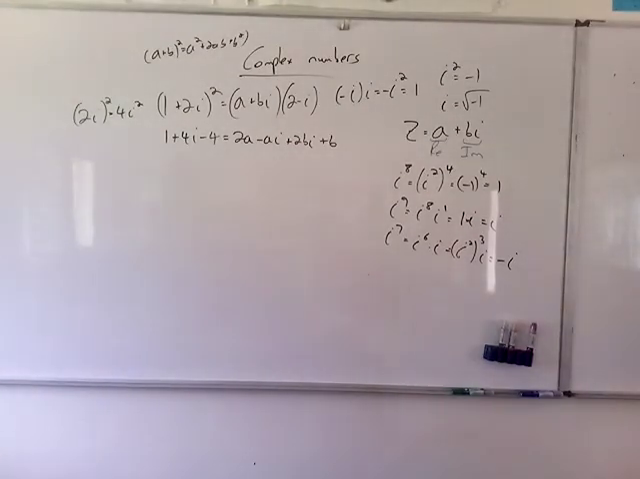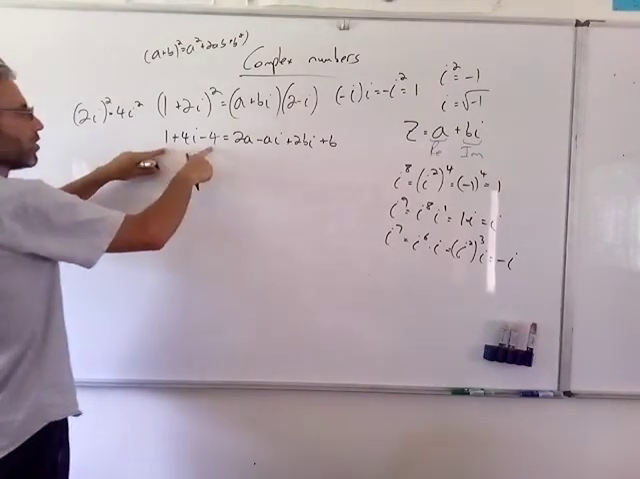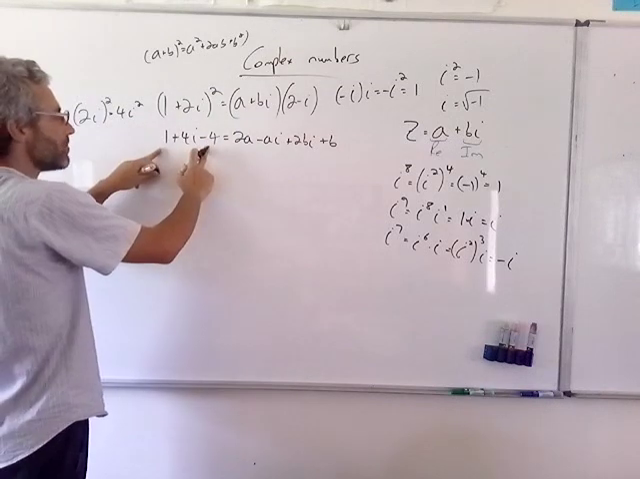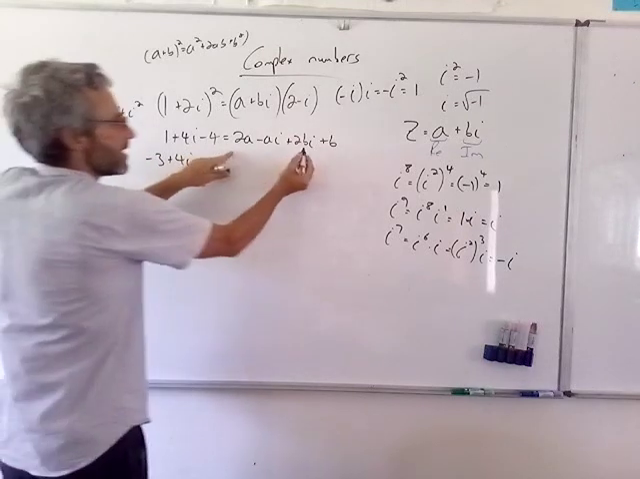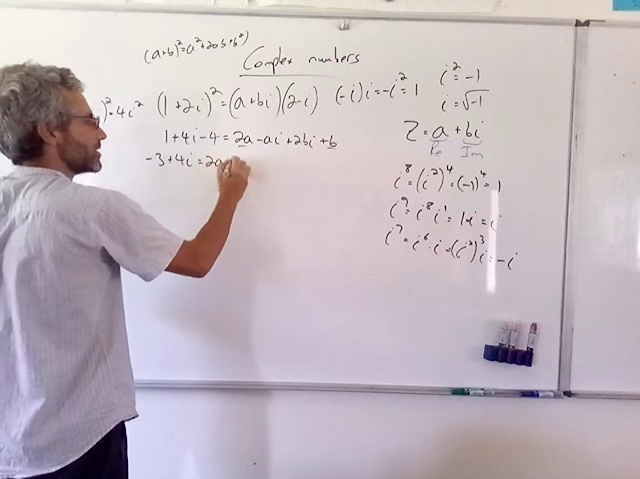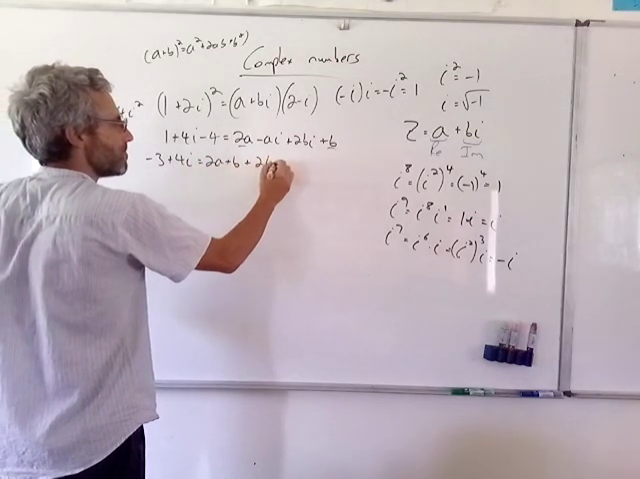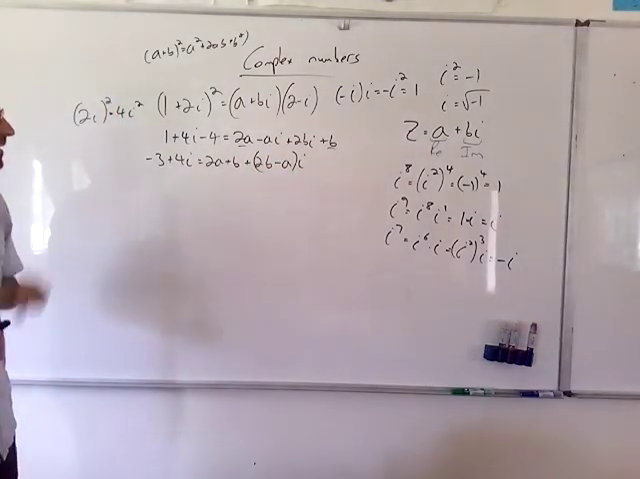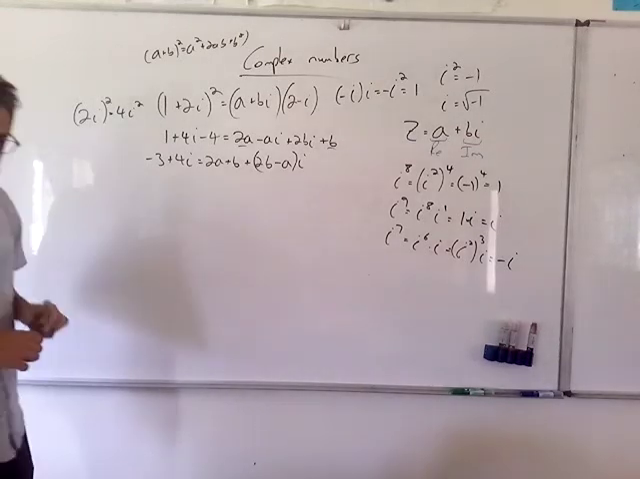Okay, so what we're going to do now is collect like terms, right? I'm not going to move it all to one side, okay? So I've got 1 minus 4 is minus 3 plus 4i. And here, I'm going to collect the real terms, 2a plus b. And here, I'm going to have plus (2b minus a) i. Let's have a look at it for a second. Okay? Each one, yeah?